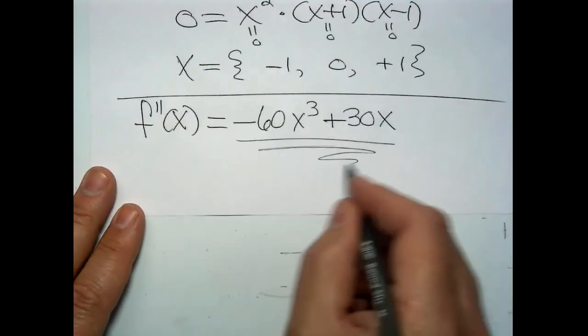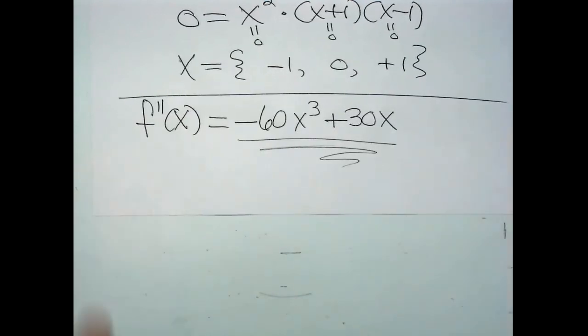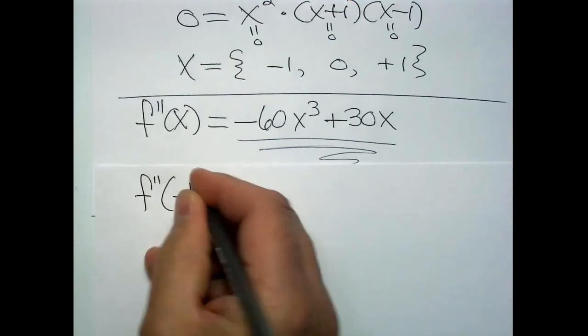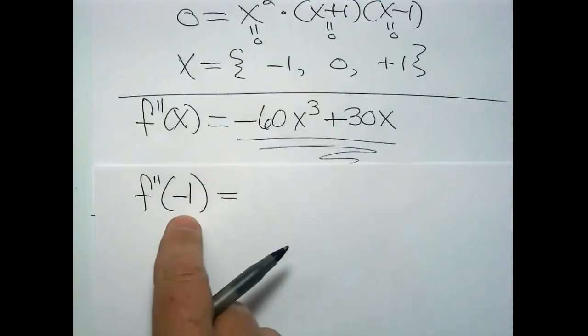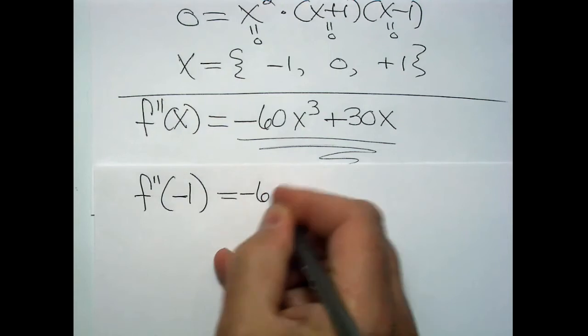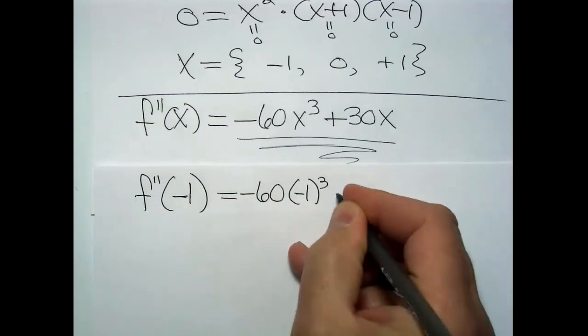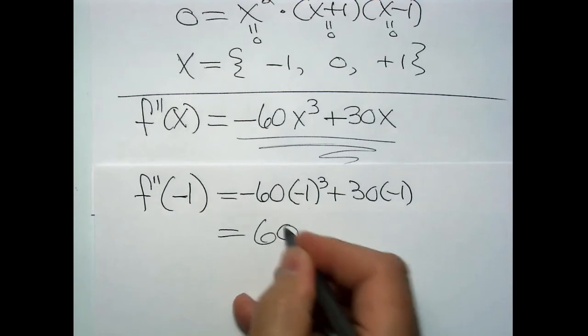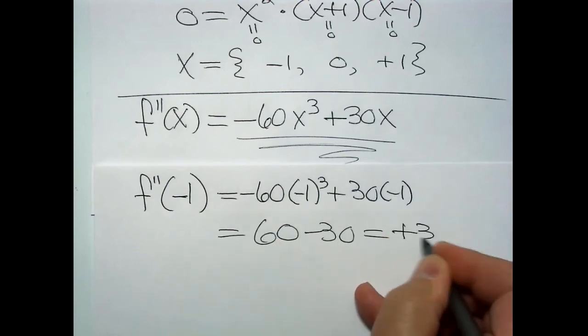Now, don't set f double prime to 0 or undefined. That would be you trying to find points of inflection. Instead, what I want you to do is simply sample f double prime at your critical numbers. So I wonder what f double prime is at -1. This is 60 minus 30, which is positive 30.